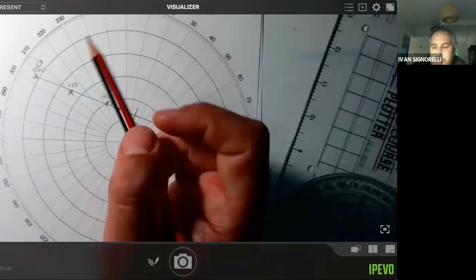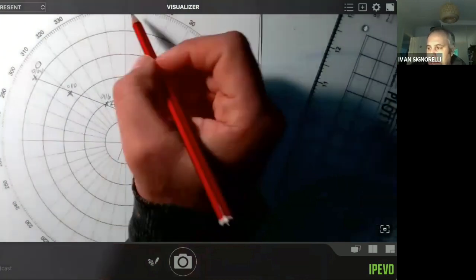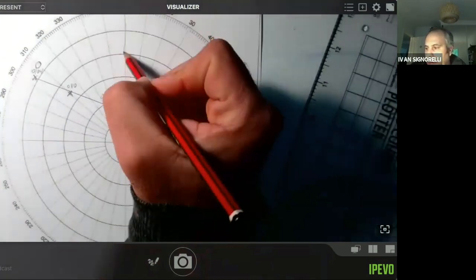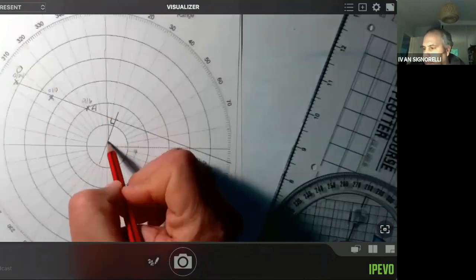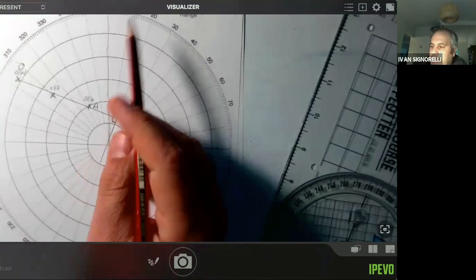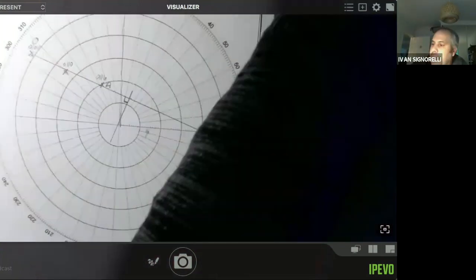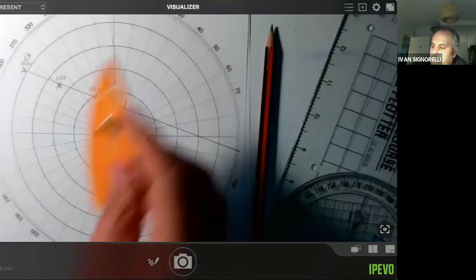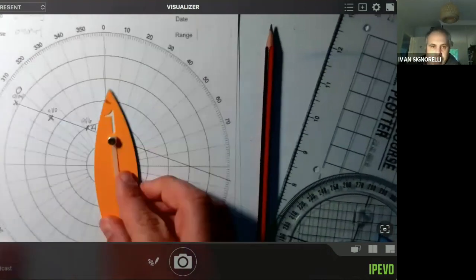One of the important things is we are in course set mode, so we can draw our little heading line here, our little course line. That means our vessel is traveling along this line here, because we're in course set mode.